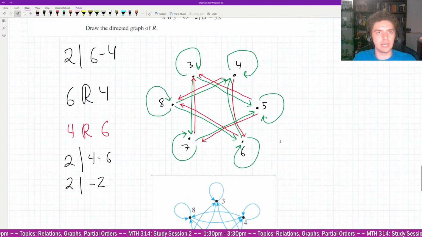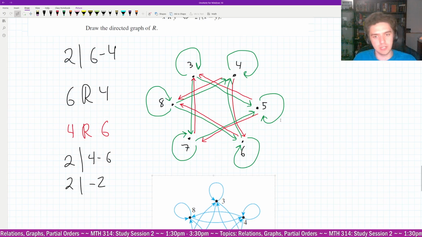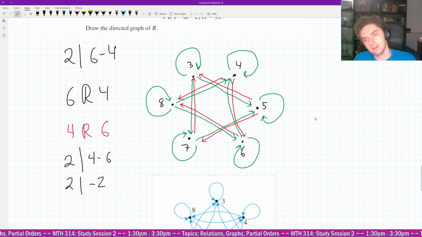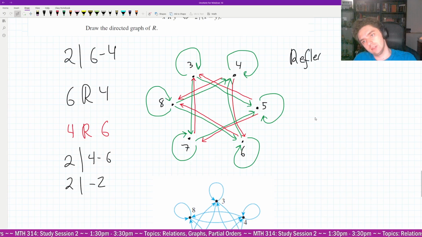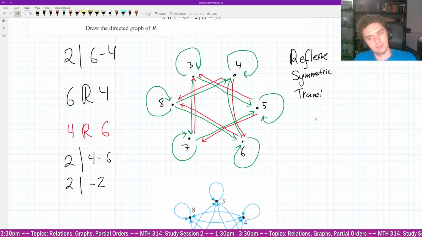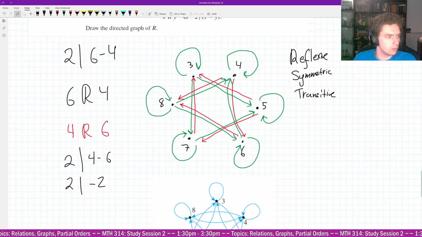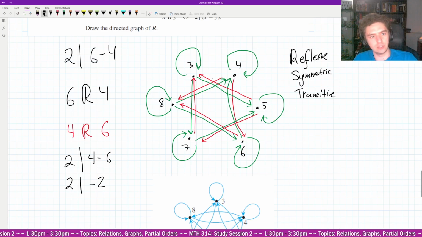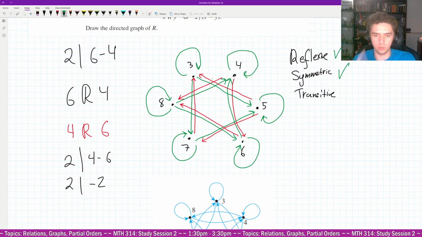Now let's ask ourselves: reflexive, symmetric, and transitive? What do you guys think? Okay, good question, Parthraj, I'll get to that in a second. Yes, symmetric, transitive. It is definitely reflexive, it relates to itself. It's definitely symmetric, because everything is a two-way street. And transitive, let's see, is there any counterexample I can make?